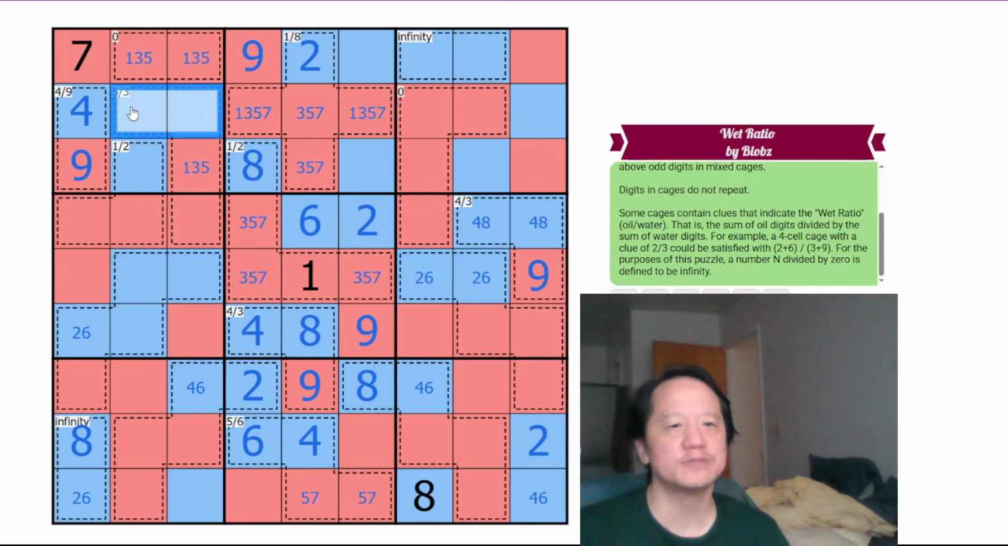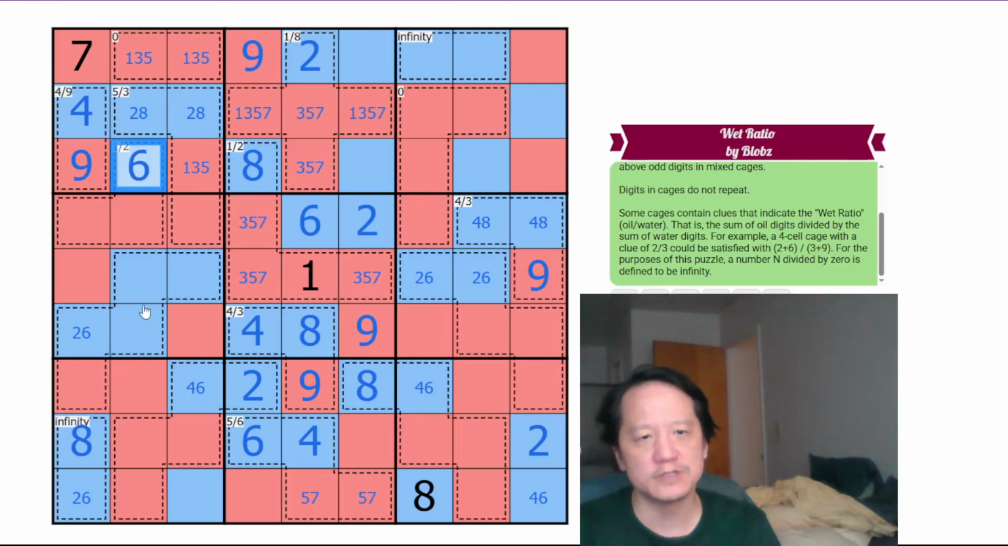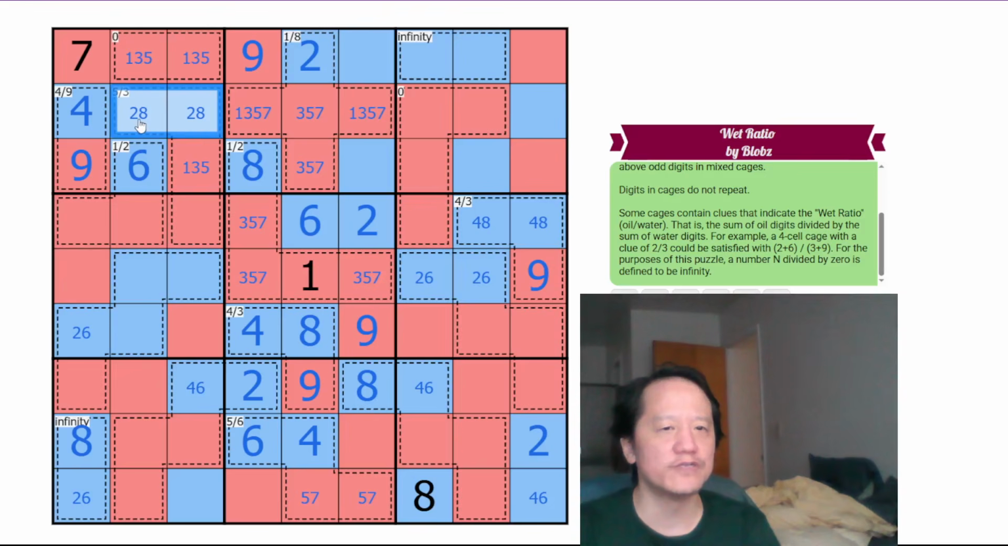So this must add up to 10. So this must be 2, 8 as a pair, which forces this to be 6 here. 2, 8 adds up to 10, which means 10 divided by 5 is 2. 2 times 3 is 6, so this must add up to 6. So therefore it's 1 and 5 as a pair, which eliminates 1 and 5 in the rest of the column. This can't be 1 or 5, it's 3. That leaves this not as 3 there.